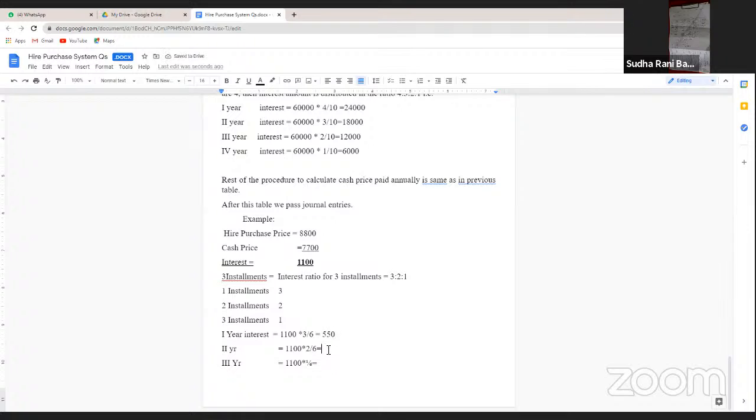1100 into 3 divided by 6, you are getting 550. And here also, if you do 1100 into 2 divided by 6, you will get 366, which you can take as 365. And if you do 1100 into 1 divided by 6, you will get 183. There you took 366, so you can take 184. So got it? Almost the same. This is how you are supposed to find it when the interest rate is not given. That's all in today's class.